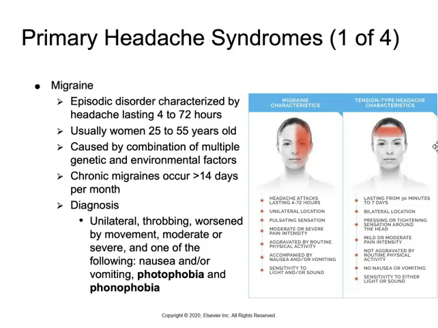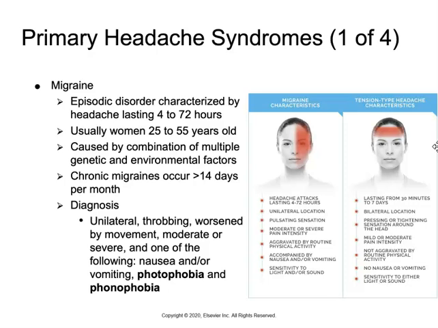They're more prevalent in women aged between 25 to 55 and result from a complex interaction of genetic and environmental factors. If we have a chronic migraine, it's going to occur more than 14 days per month. And of course, you can imagine that significantly impacts daily life.